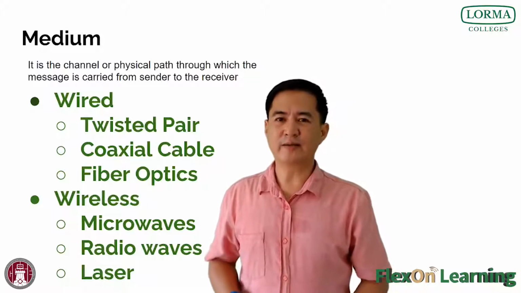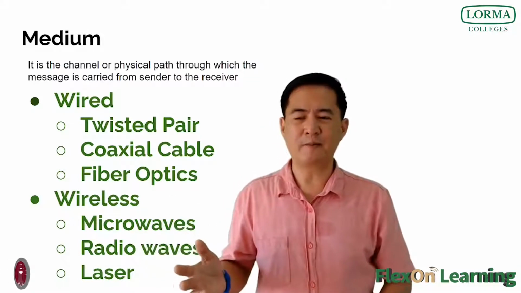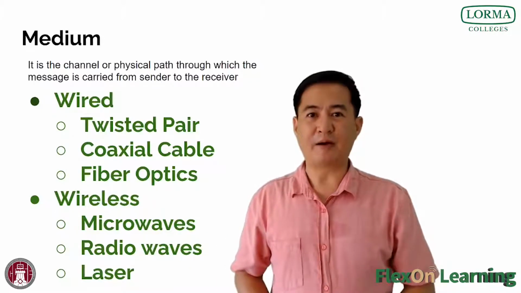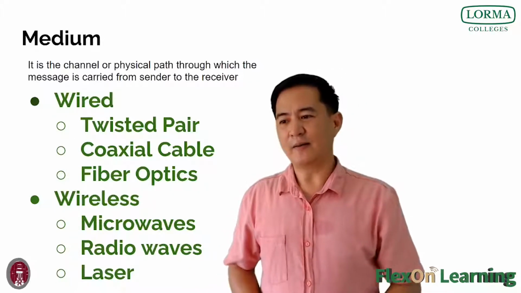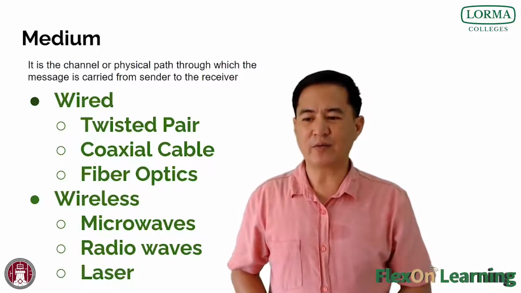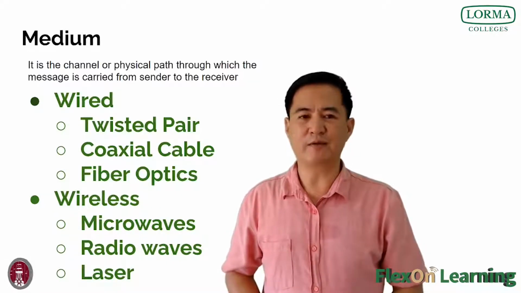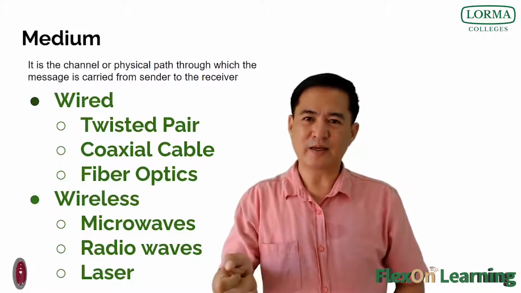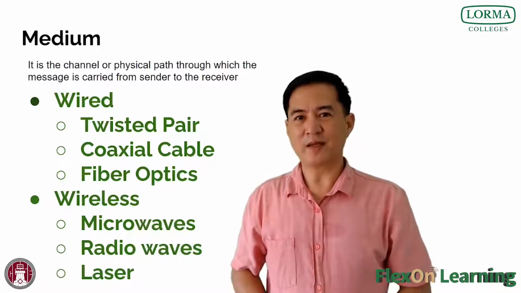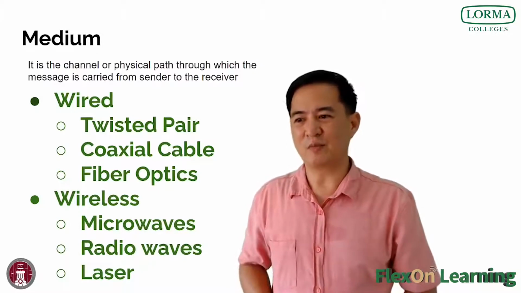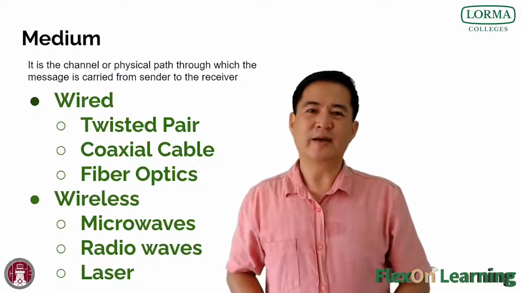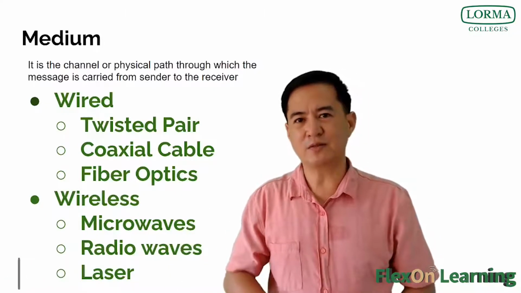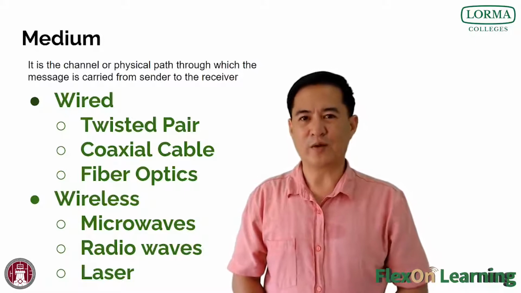The wired is twisted pair. You also have the coaxial cable and fiber optic. Okay? When we talk about wireless, you have microwave, radio waves, laser, and infrared. When you use your remote control to control the TV, that is a laser. That's a form of wireless communication. And when you use your Bluetooth to transmit files between two cell phones, it's also wireless.